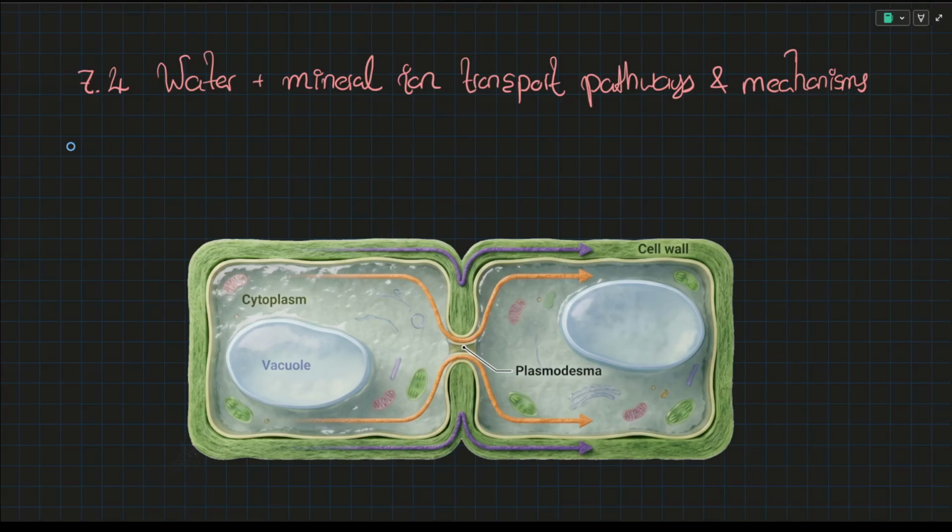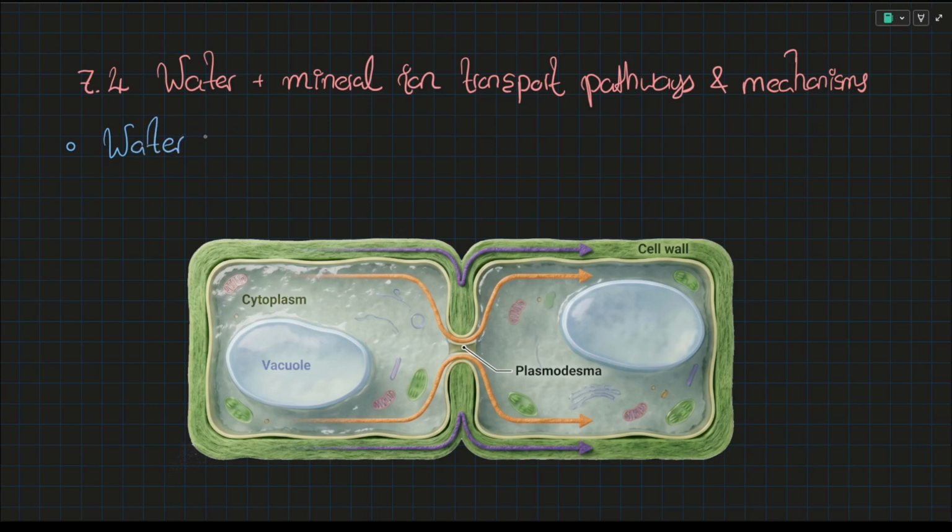If we do consider the plant network as a whole, we're going to have different pathways in which the absorbed water and mineral ions are going to be transported. So let's start off with this introductory point.